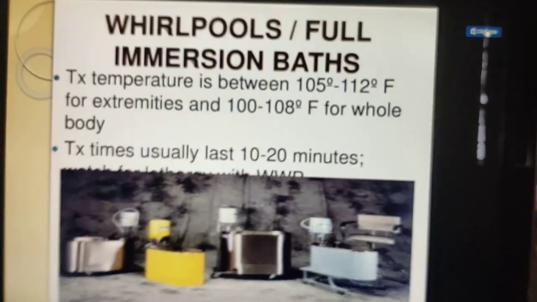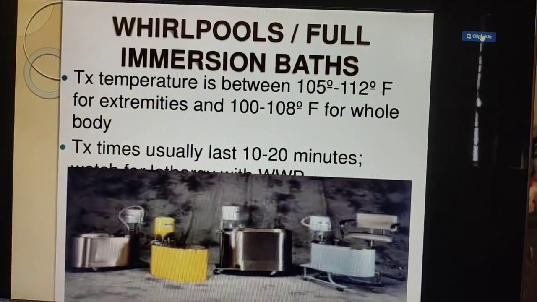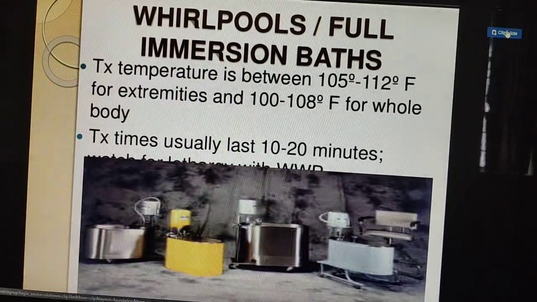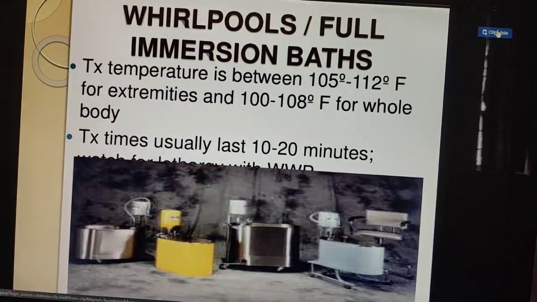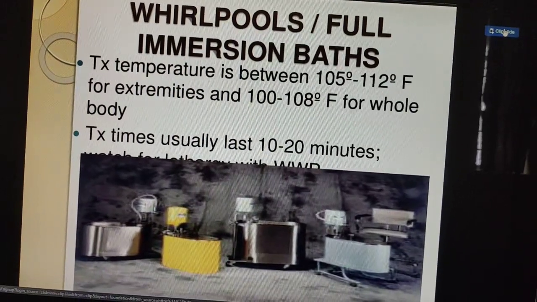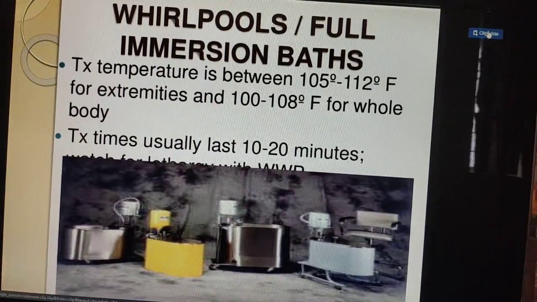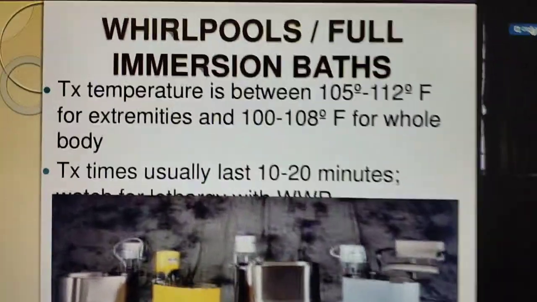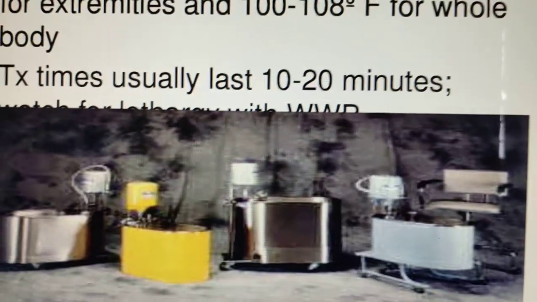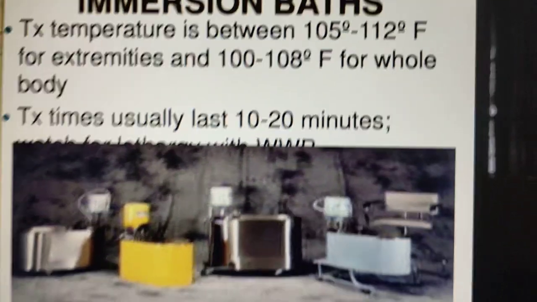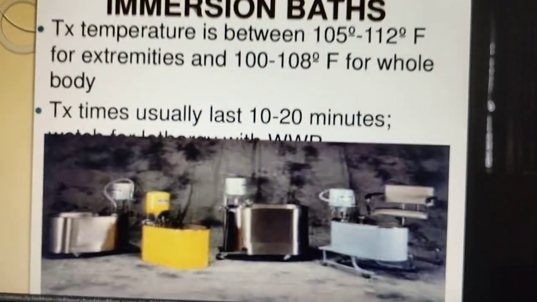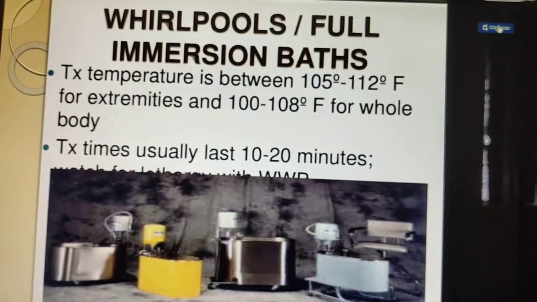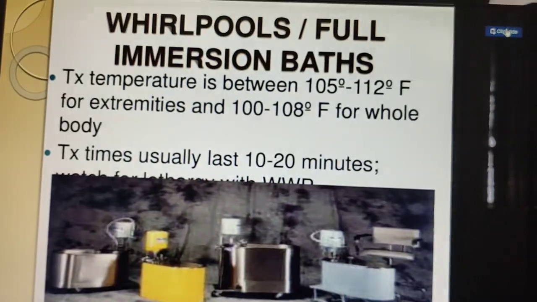One more type is the whirlpool bath, a full immersion bath. The whirlpool bath temperature is between 105 degrees to 112 degrees Fahrenheit for the extremities, and 100 degrees to 108 degrees Fahrenheit for the whole body. We are using the full complete body, so we have to immerse it in that tub. The time usually lasts 10 to 20 minutes only. This is what we call a whirlpool or full immersion bath.